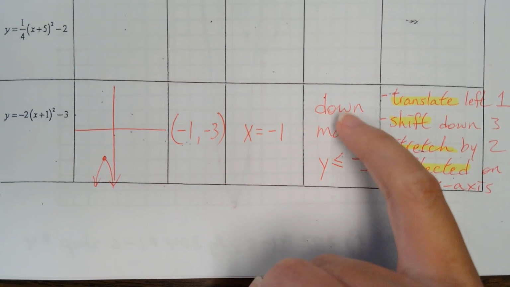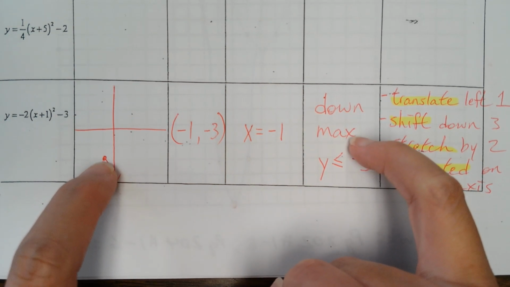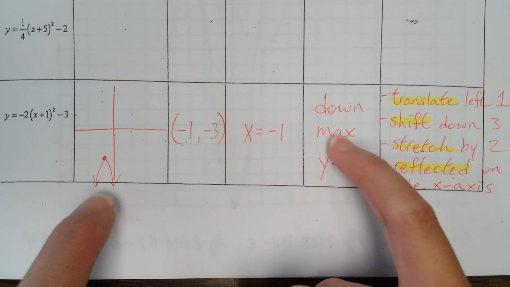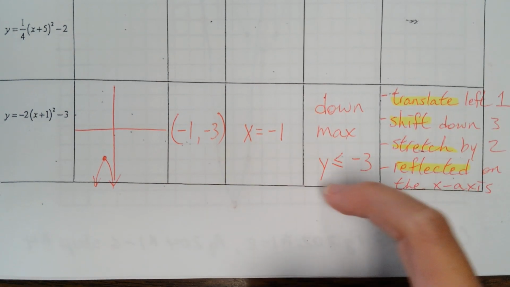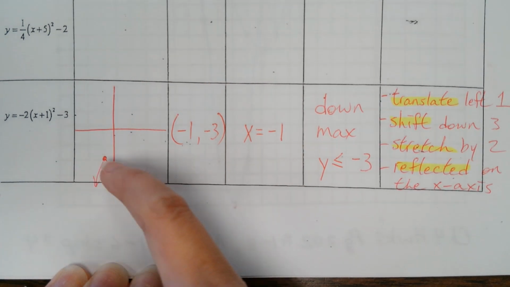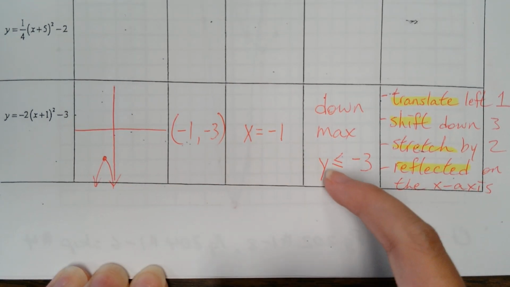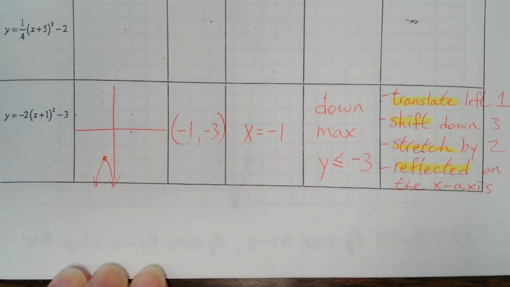Maximum, minimum, open up, open down. So we said opens downwards. Since it opens down, that means this point is a maximum. Now, instead of writing maximum at y equals -3, just to get us used to writing the range and domain, I wrote it like this. So y is anything less than or equal to -3, which is aka maximum at -3.